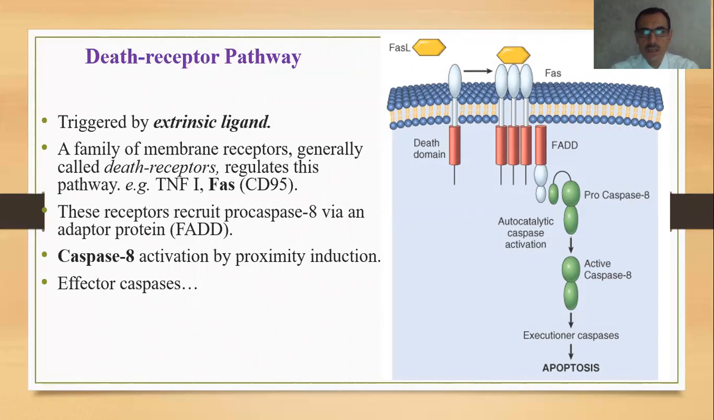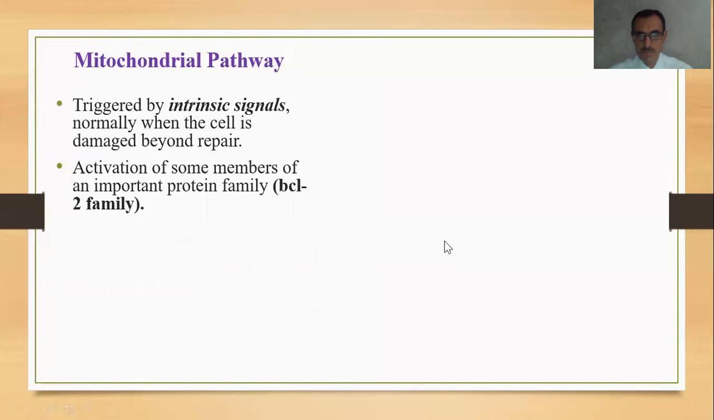Here you see the death receptor pathway that is triggered by an extrinsic ligand. A family of membrane receptors, generally called death receptors, regulates this pathway. For example, the tumor necrosis factor receptor, or the FAS receptor, also called FAS protein or CD95. These receptors recruit procaspase 8 via an adapter protein. Here you see caspase 8 activation by proximity induction, and it activates the effector caspases.